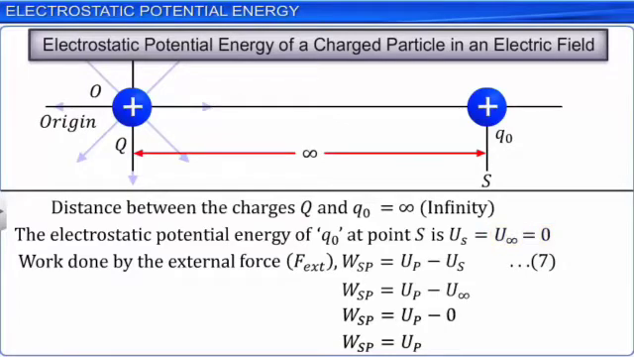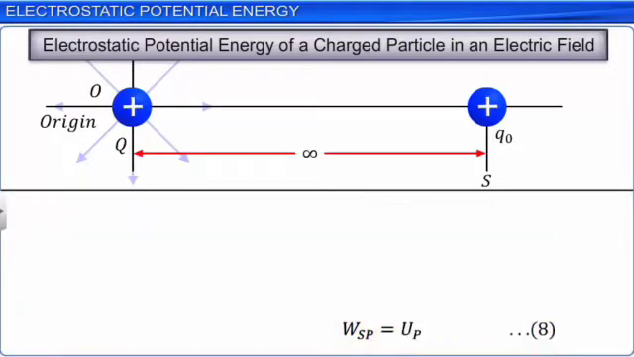Based on equation 8, the electrostatic potential energy of a charge Q0 can be defined as the work done by an external force to bring a charge Q0 from infinity to a point in the electric field of any charge distribution, which is equal to the electrostatic potential energy of the charge Q0 at that point.